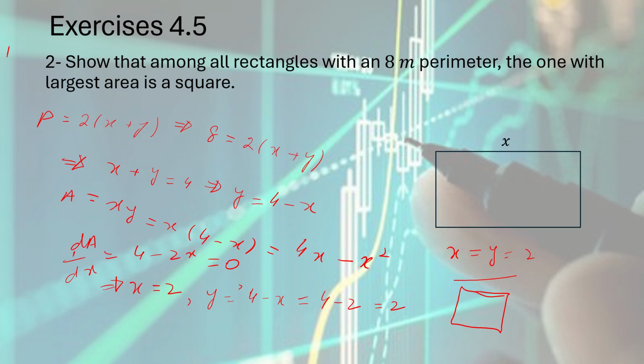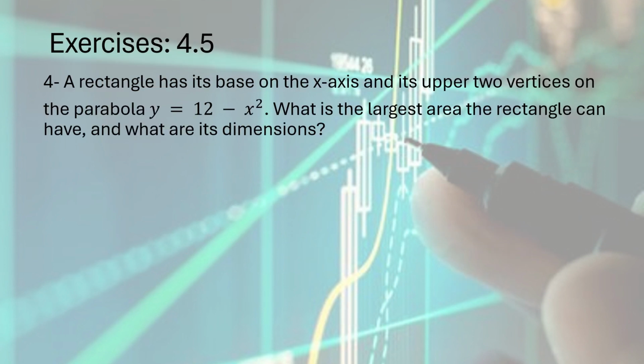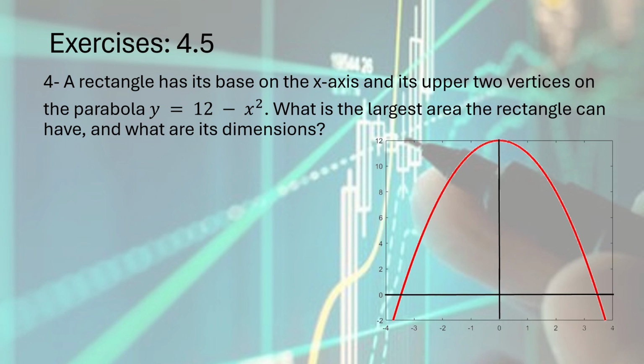Okay, that's what we have done already. So you see the same example, right? So the next example says: a rectangle has its base on the x-axis and its upper two vertices on the parabola y is equal to 12 minus x square. What is the largest area the rectangle can have, and what are the dimensions? Okay, so we consider this graph of 12 minus x square, right?